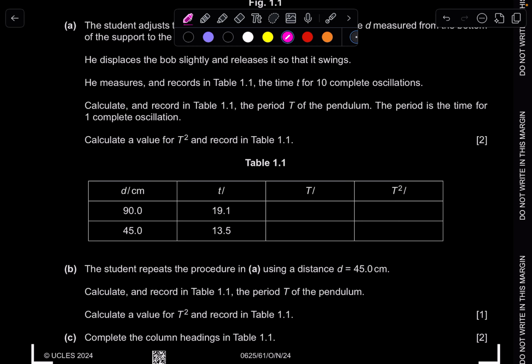So how can you calculate T? T will be the total time divided by the number of oscillations. The number of oscillations is 10. So this value will be used: 19.1 divided by 10. So you will get 1.91 here, right? And then you have to find T square. So you just take 1.91, whole square, that will give you 3.65. Okay.